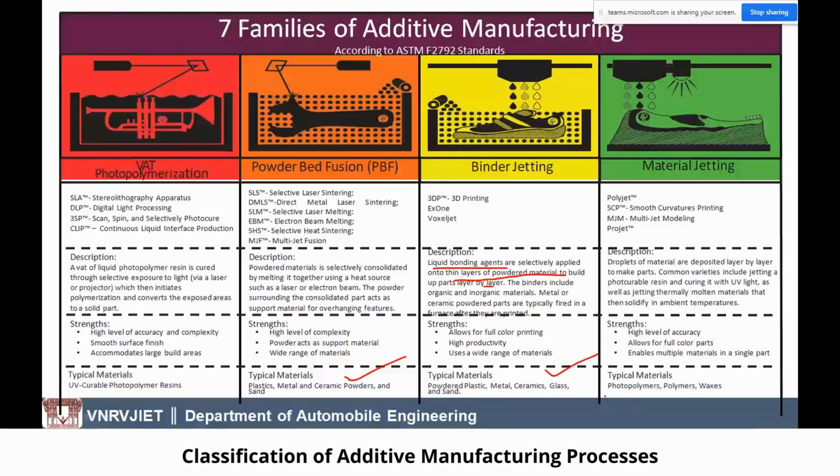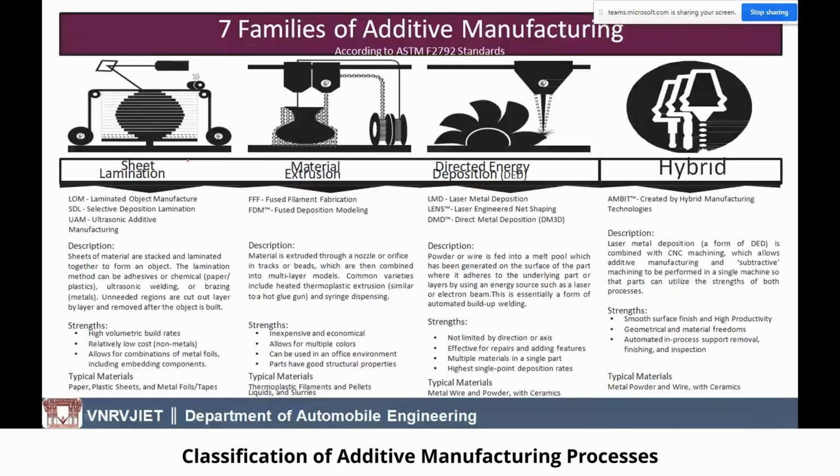And here also we use plastics and wax only, similar to vat photopolymerization. You can see another solid based 3D printing process is sheet lamination, and in our syllabus it is named LOM, that is laminated object manufacturing, or selective deposition lamination, or ultrasonic additive manufacturing. So these are the different process names for sheet lamination.